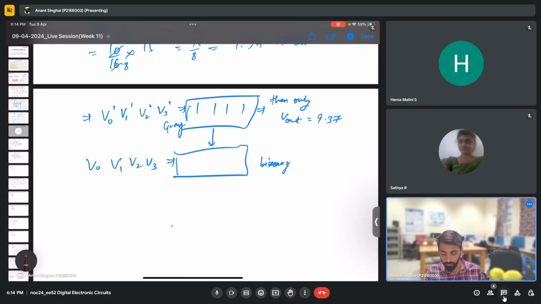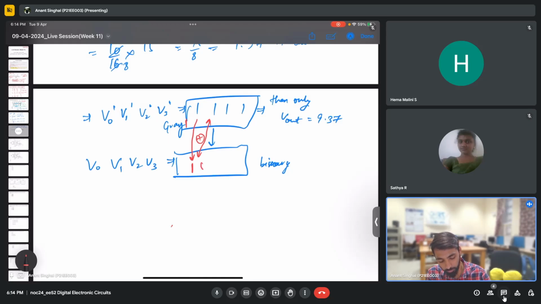Anyone know binary to gray or gray to binary conversion? So then I'll solve. To convert gray code into binary, we'll keep the first bit the same, and then do the XOR of the next gray bit and the previous binary bit.